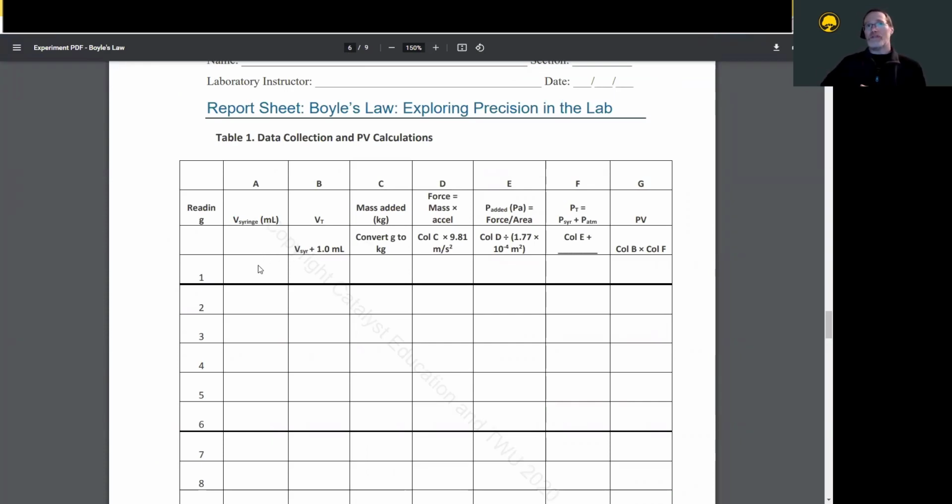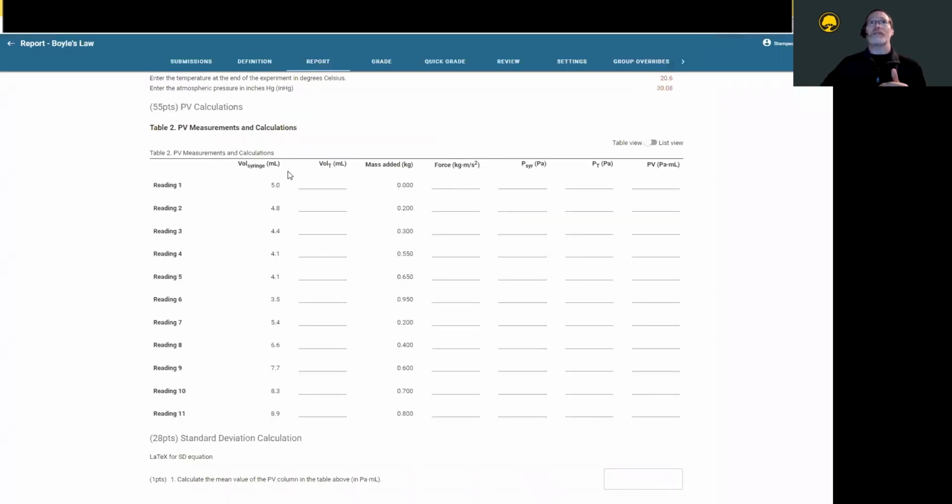So the volume of the syringe would have been the reading that you actually see on the syringe. And they explain in the text that you're going to start with 5 milliliters, which we see here in my sample data. Your sample data may be different, okay? But there's that. And then as we add mass to the top of it and we squish that syringe down, the volume number is going to get smaller and smaller and smaller, right? As the mass increases more and more and more.